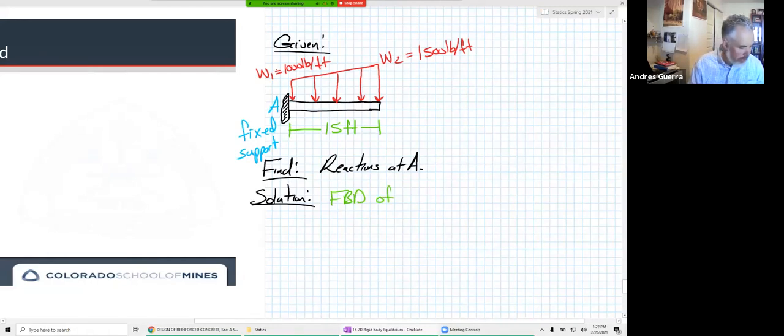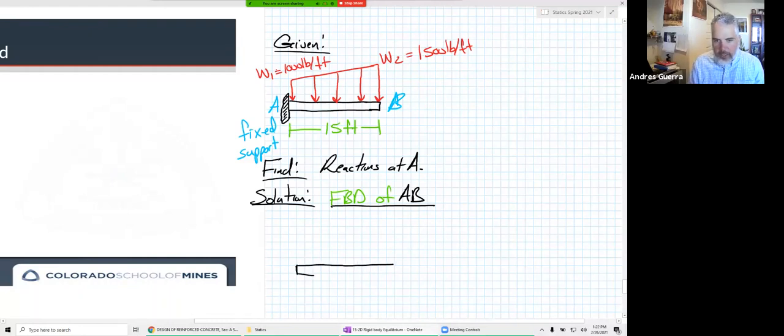And so let's see, we called that A on the left there. Let me go ahead and add a label. We'll call this B over here. So we're going to do an FBD of AB, of that whole thing there. So basically we're removing the fixed support there. And so we just have our beam that's sitting there. It's got this load, and I'm going to just draw the original distributed load on there.